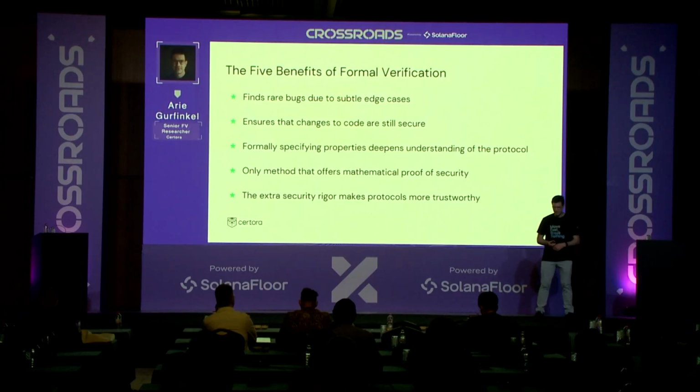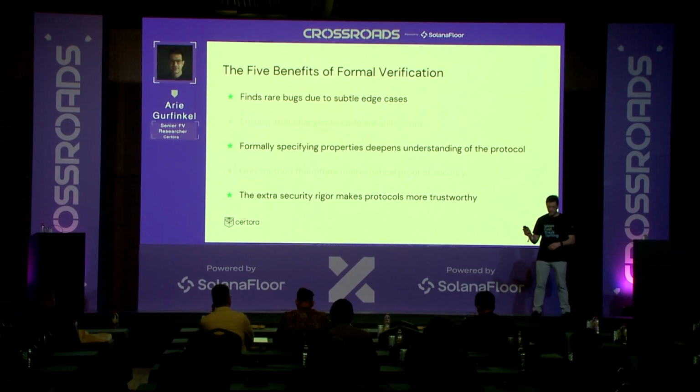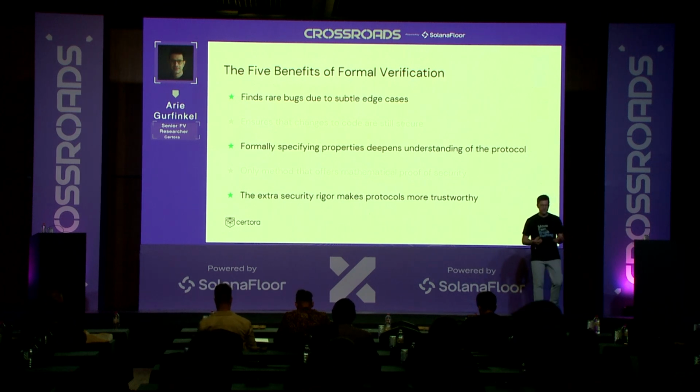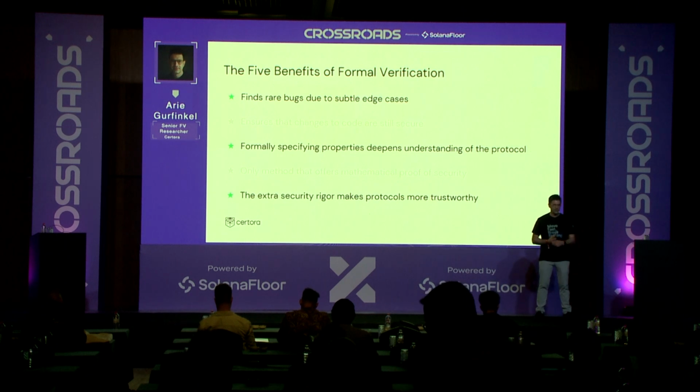Now, I have 5 benefits for formal verification, just to give you an idea of how it will be used. I'm going to focus on 3, which I think are most important. So the first one is what I just said, that it's really good at finding rare bugs or all kinds of edge cases. Unlike traditional testing or fuzzing or property-based testing, it's not based on randomness. So if there is a problem, it will find that problem.